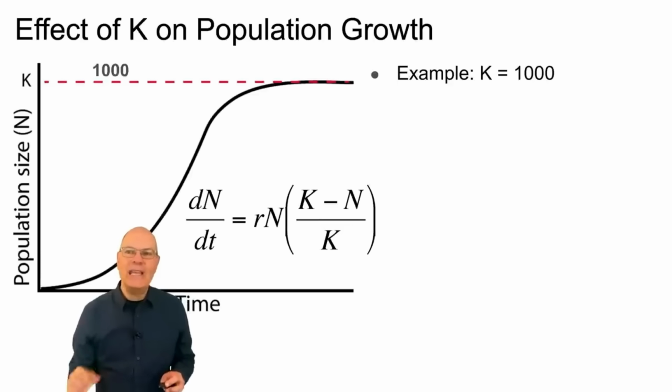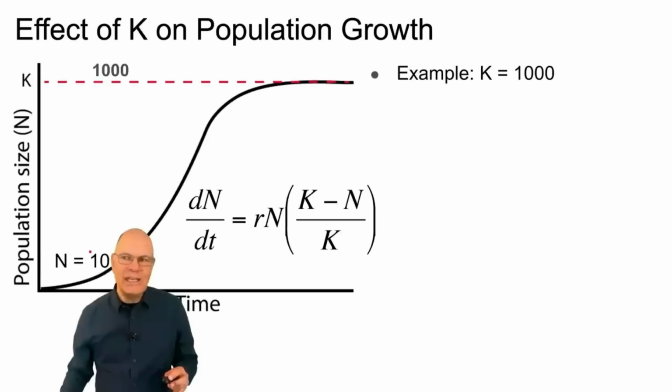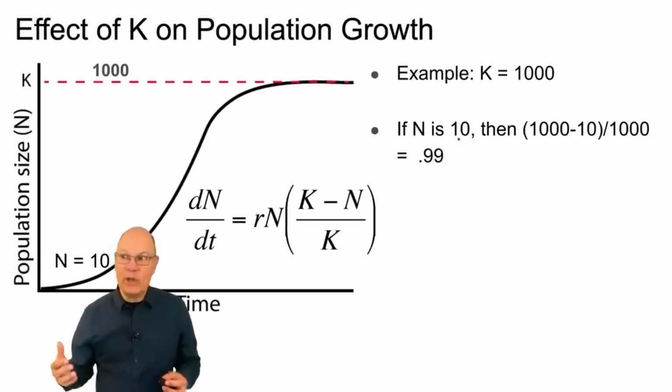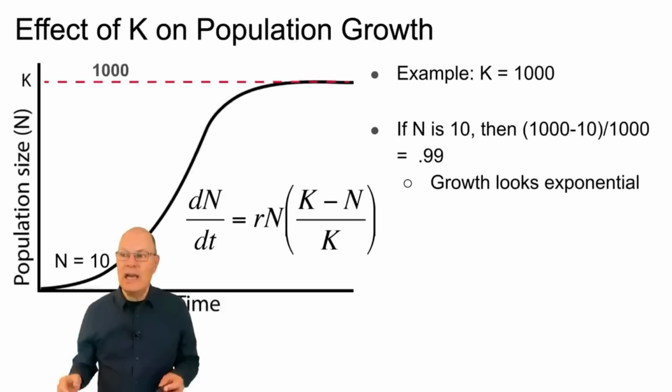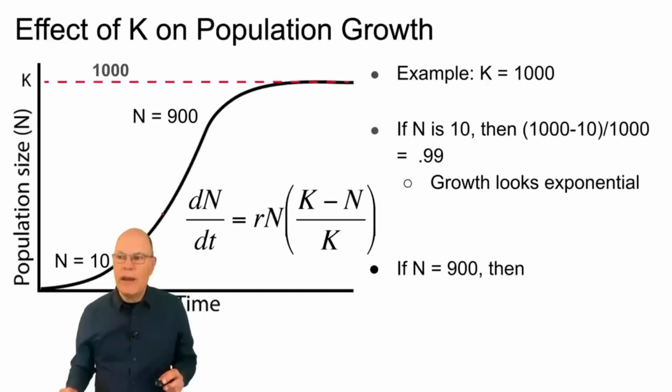In this example, K equals 1,000. That's our carrying capacity over here. But let's say that our population is 10. If N is 10, then (K minus N) over K is 1,000, that's K, minus N, that's our population, divided by the carrying capacity, 1,000. That's 990 divided by 1,000, that's 0.99. Growth looks exponential because whatever our rate of growth would have been, we're multiplying it by 0.99, so we're in our exponential growth phase.